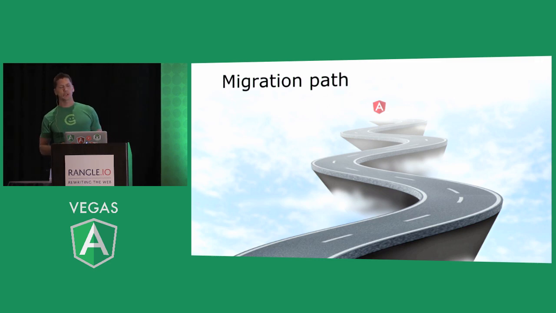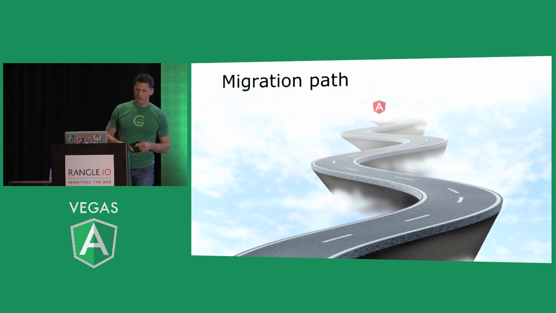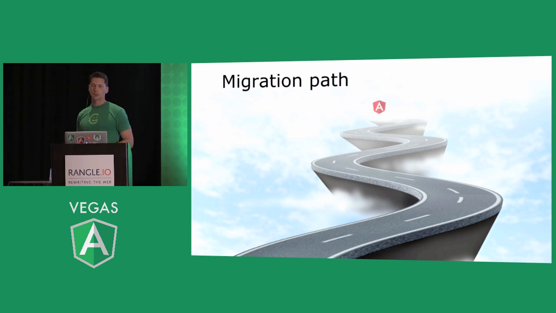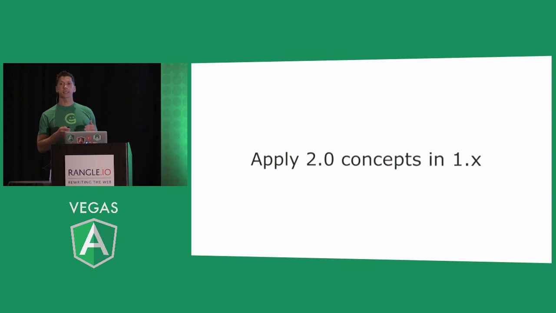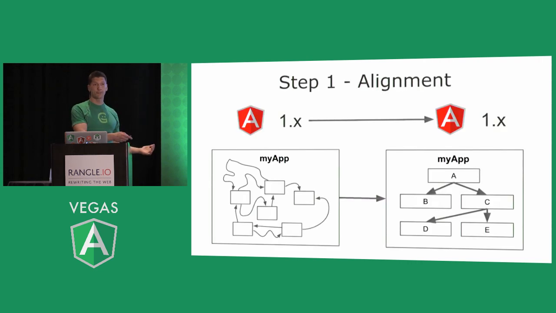And I think the key thing here is that although there are some people that will just throw away their code and just start anew in Angular 2.0, I don't think that's going to be the most common thing that happens. The real migration path for most people is going to be taking the concepts of 2.0 and bringing them into your 1 app. So really there are going to be two steps. The first step being alignment, where you have your app and then you want to apply the concepts of 2.0, which really means the most important thing, creating a component-based system within your Angular 1 app.